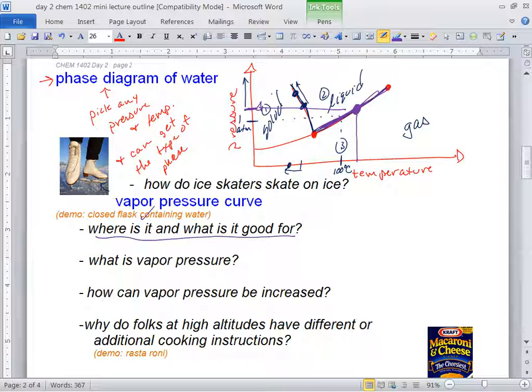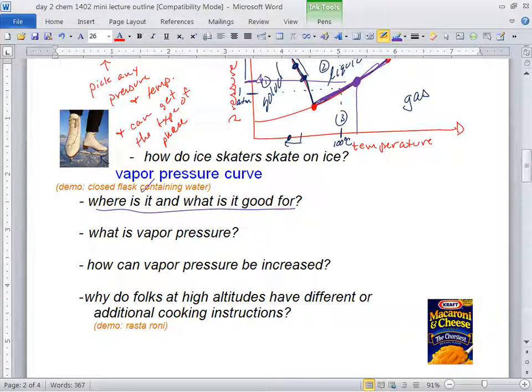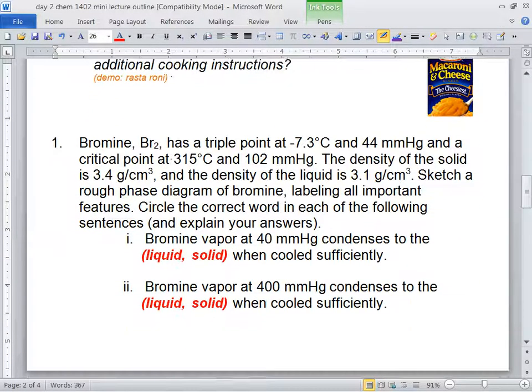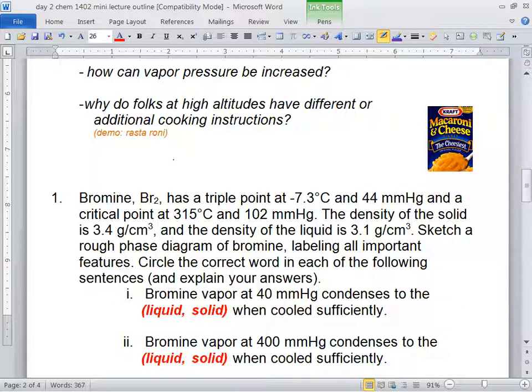Who cares? These guys do. Because they don't want to be cooking for 2 minutes or whatever, and eating pasta that's chewy, because it wasn't cooked at as high a temperature as we cook ours. So they give special directions for high altitude people. And those special directions very often involve something we haven't talked about yet, boiling point elevation, but we'll get to that later. Okay. Does that make any sense?